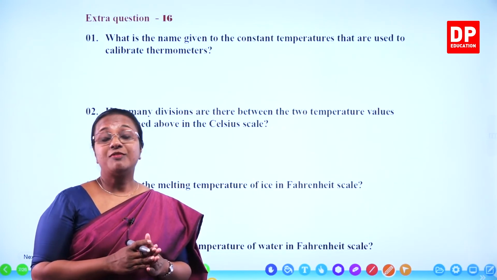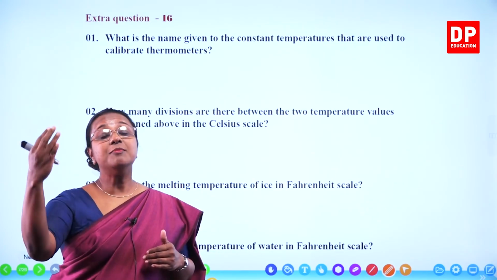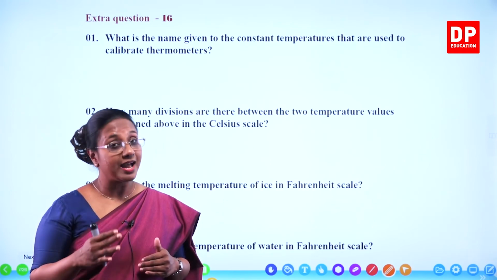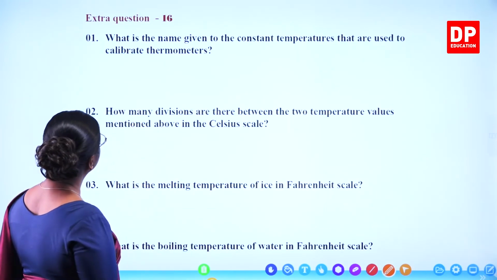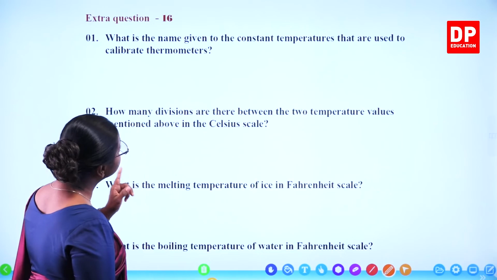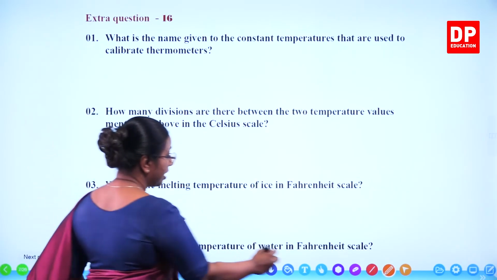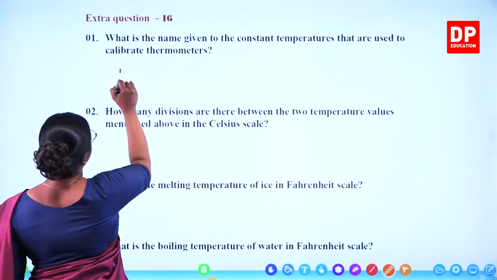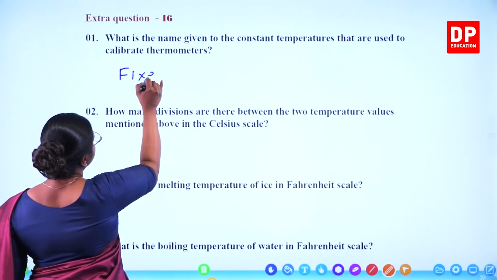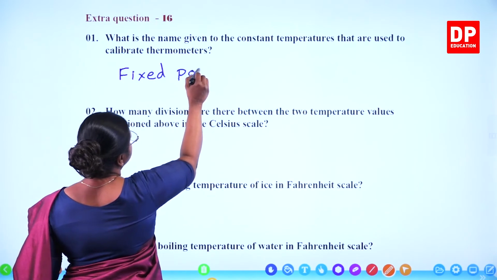The melting point of ice is the lower fixed point and the boiling point of water is the higher fixed point. So here the question is, what is the name given to the constant temperatures that are used to calibrate thermometers? They are called the fixed points.